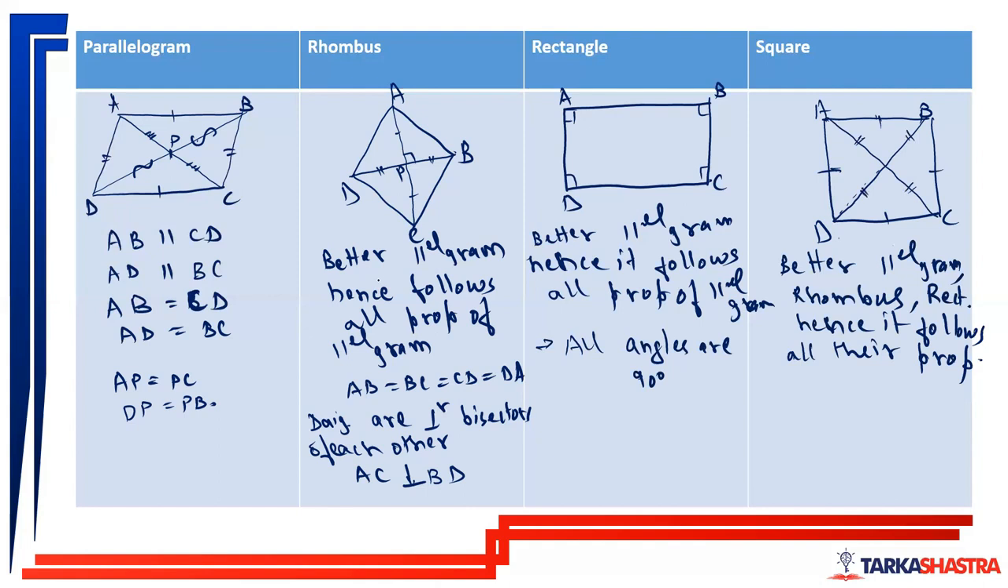Now all sides are equal, rhombus's property. And another property of rhombus, diagonals are perpendicular bisectors of each other. Then it should also follow rectangle's property that all the angles are 90 degrees. Okay?